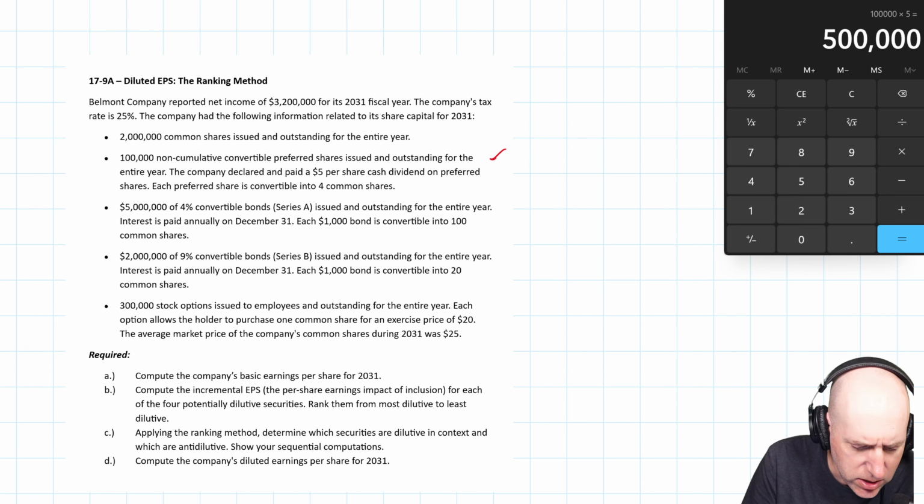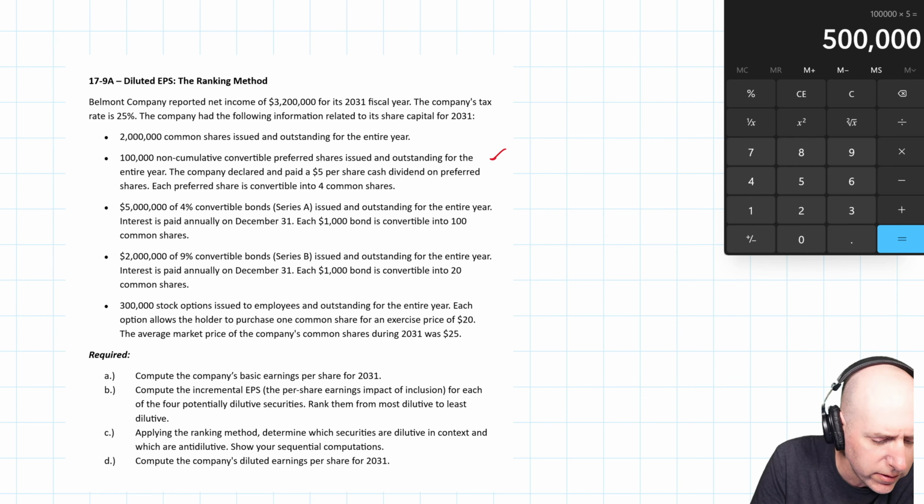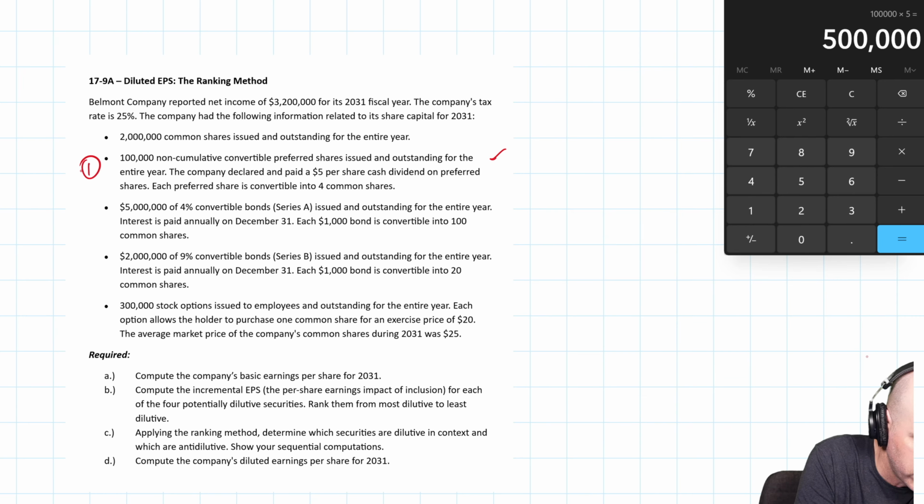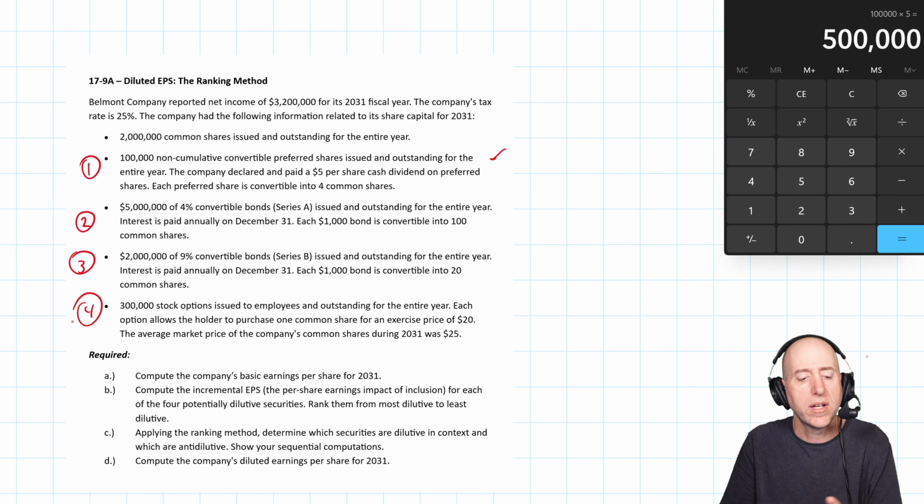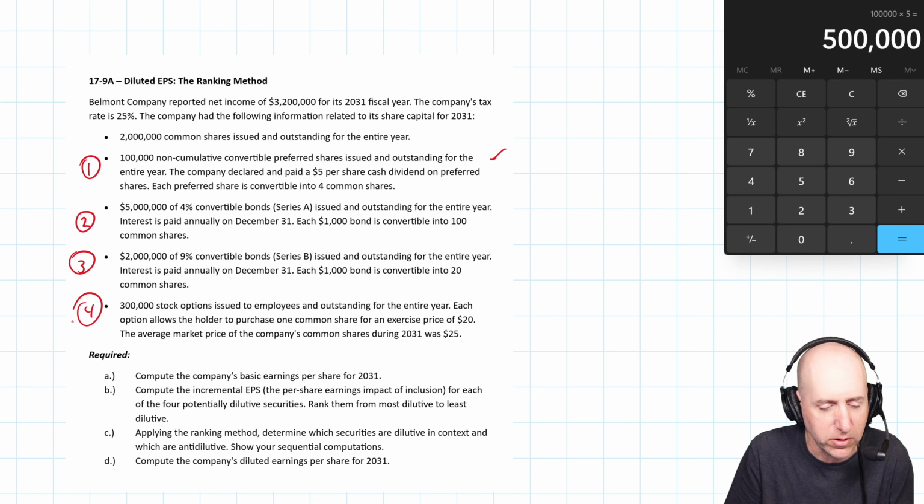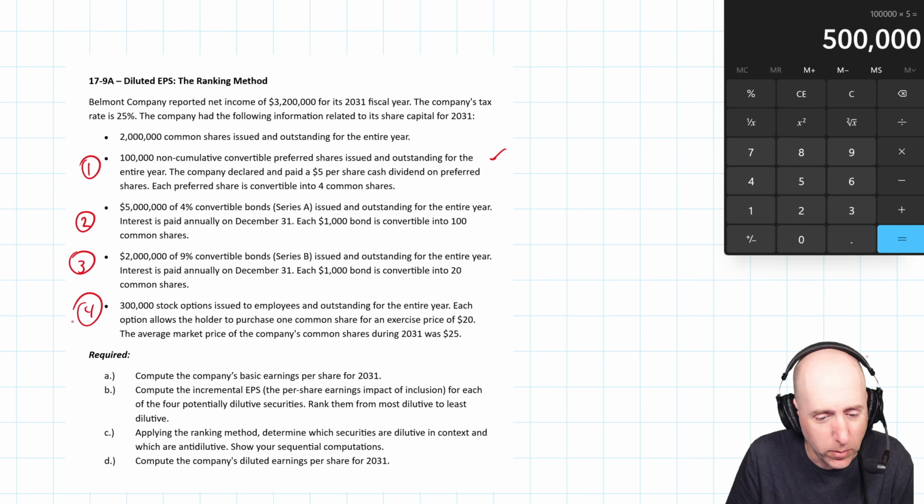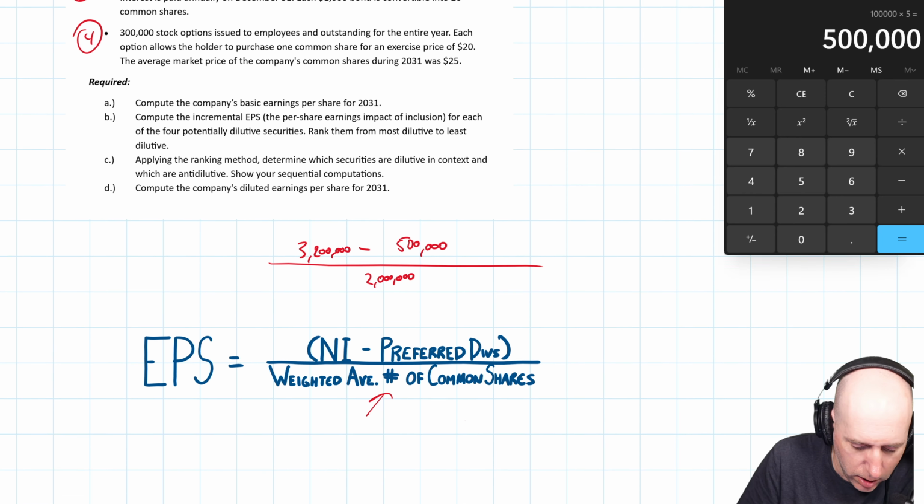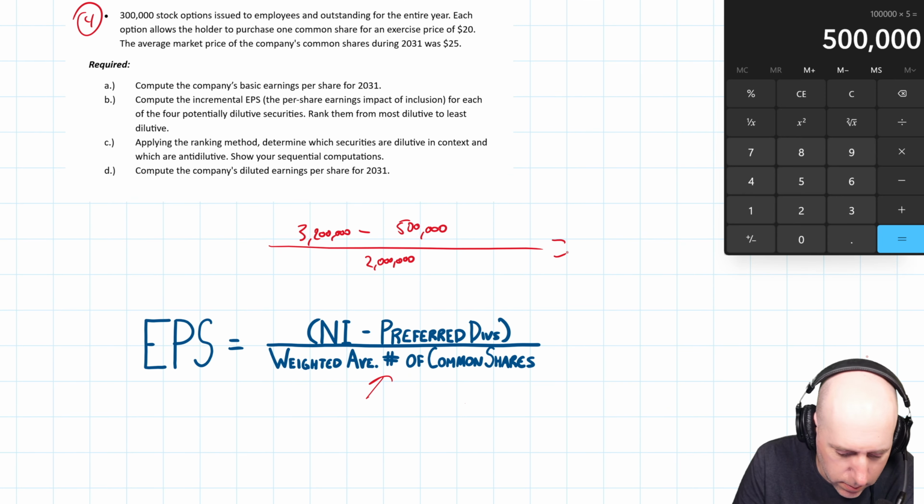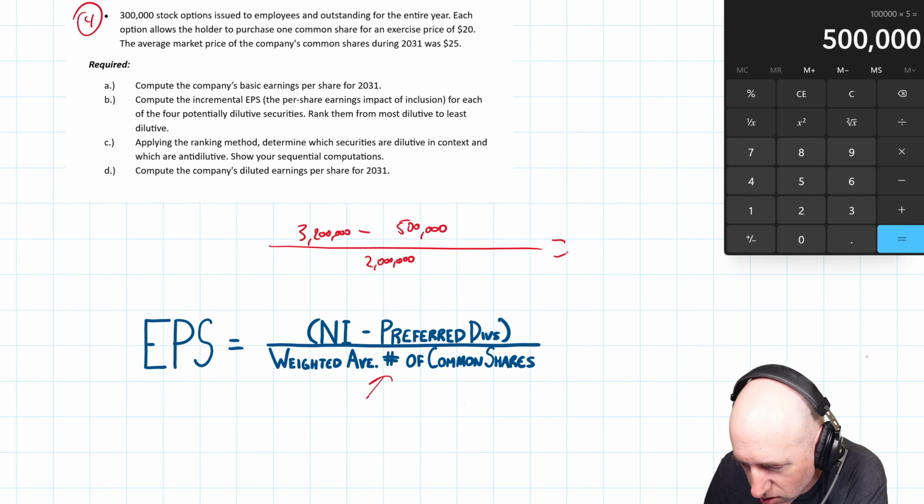All the other stuff, these are potentially dilutive securities. We've got 4 of them. We've got preferred shares there, we've got Series A convertible bonds, we've got Series B convertible bonds, and we've got some stock options. We're going to have to test these for their dilutive properties, but for basic earnings per share, they're just not relevant to our calculations. So I'll jump ahead and just do the basic earnings per share calculation.